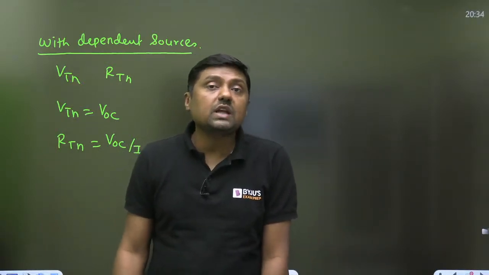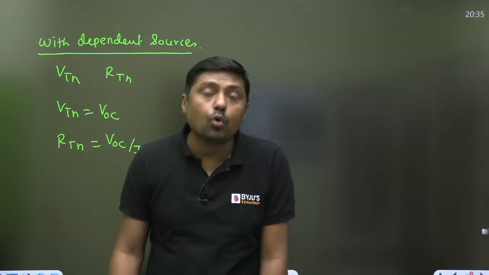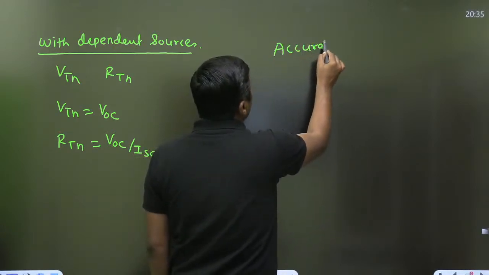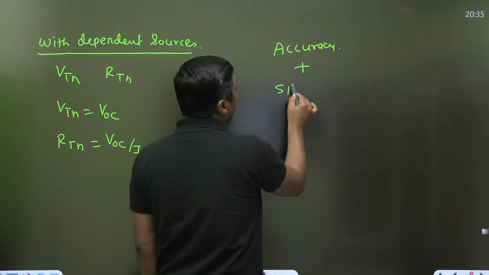And always remember, time management is also important. Accuracy plus speed, both are required. You have to maintain this. Accuracy is no doubt the priority. If you always get it wrong, what is the benefit? Plus what? Speed. You have to maintain this speed.